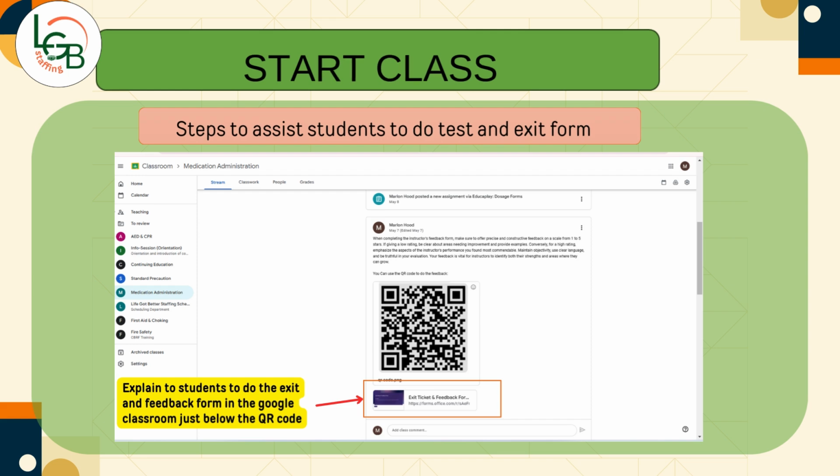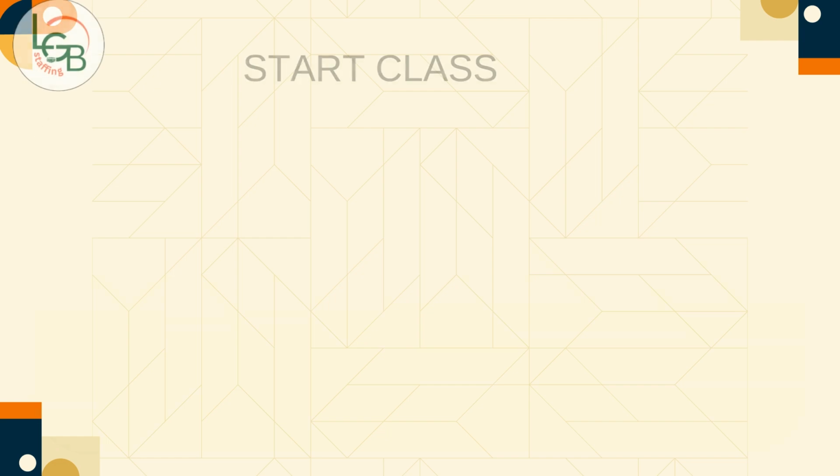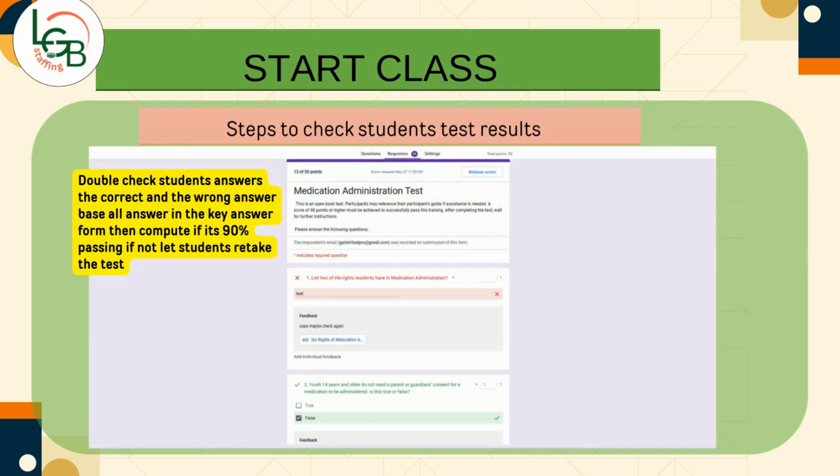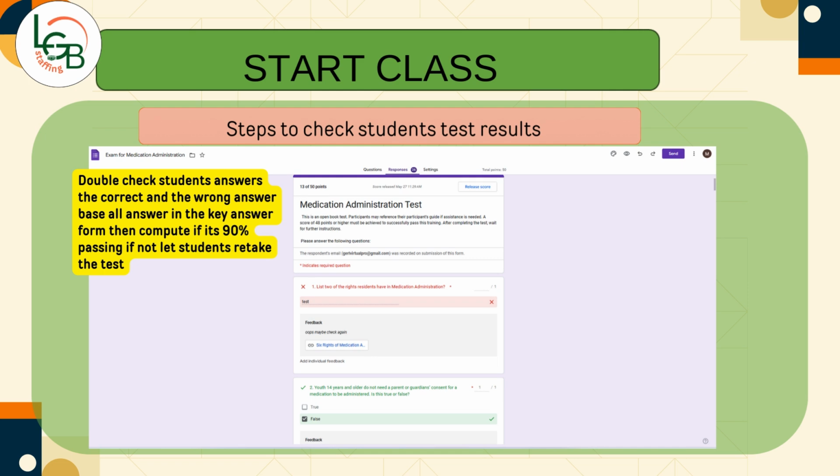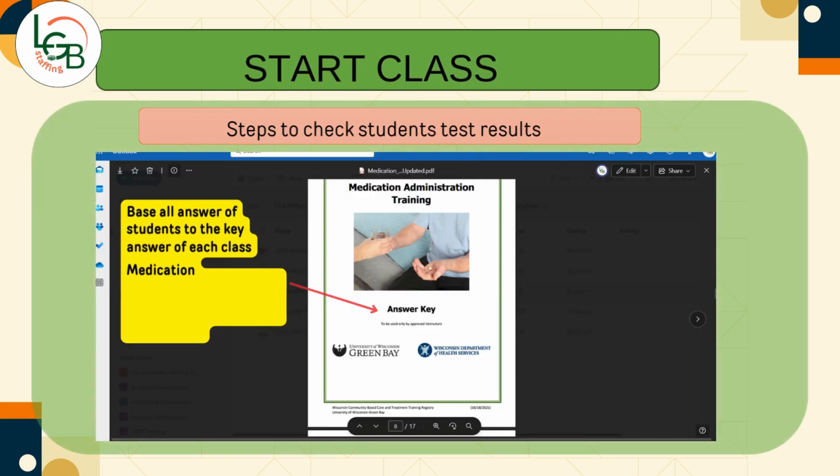Encourage students to complete the feedback form located in Google Classroom below the QR code. Review all answers using the provided answer keys. Verify scores, and if students don't meet the passing rate, allow a retake. Use the answer keys for medication administration, standard precautions, first aid, choking, and fire safety to assess student responses.